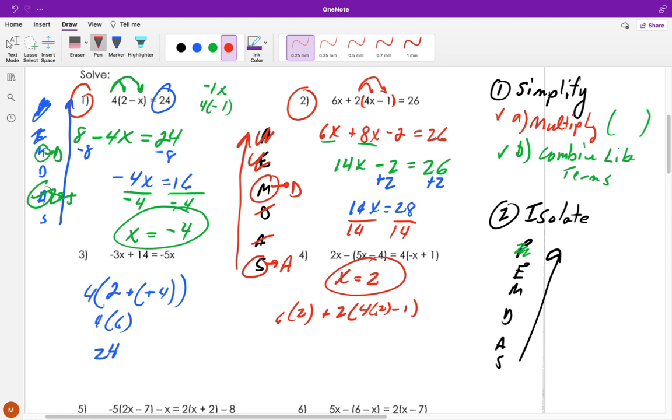We have to do inside our parentheses first. So 4 times 2 is 8. 8 minus 1 is 7. So it becomes 6 times 2 plus 2 times 7. 6 times 2 is 12. 2 times 7 is 14. 12 plus 14 is 26, which is what we had.